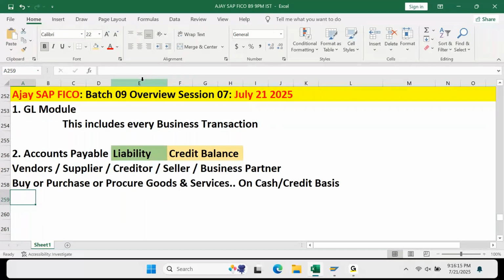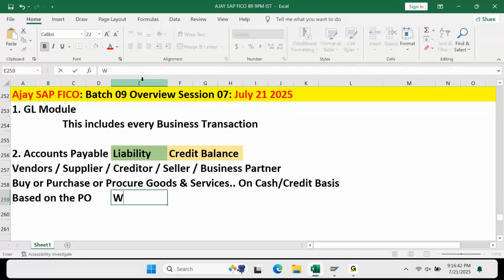And here, what are we purchasing? You can purchase either goods or services. Goods is nothing but material, a physical thing. Service is nothing but an invisible, non-physical thing. Next, you will purchase in two ways: based on a PO, and without a PO.